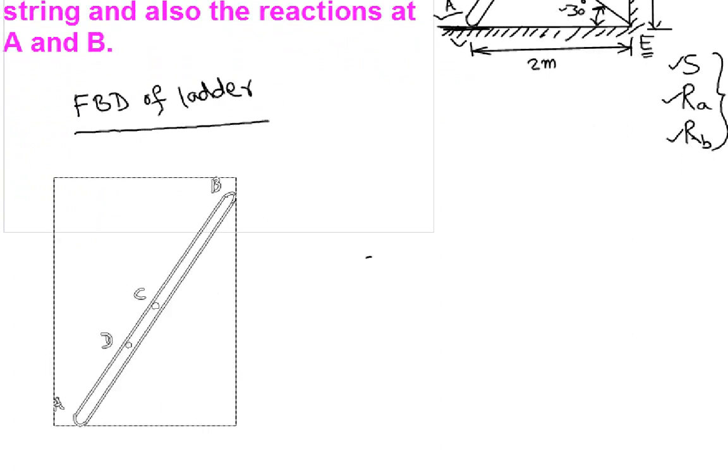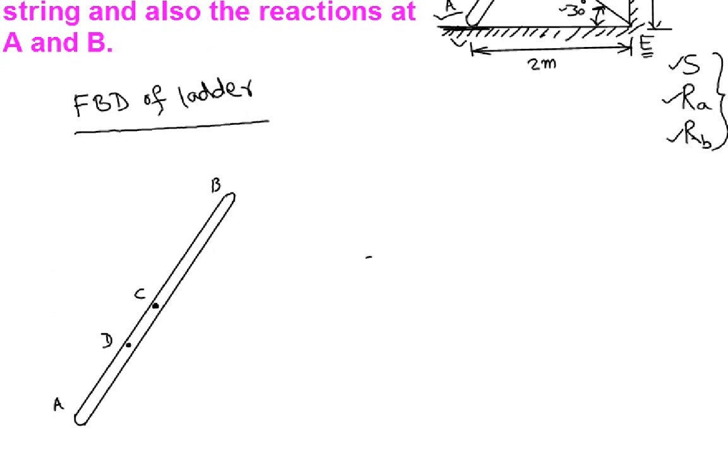This is the ladder in the inclined position as shown. Let me try to show the wall here, vertical wall, and this is the horizontal floor, both meeting at point E. Then you have a force going from this point D to point E as shown here, and we are representing that force by S.